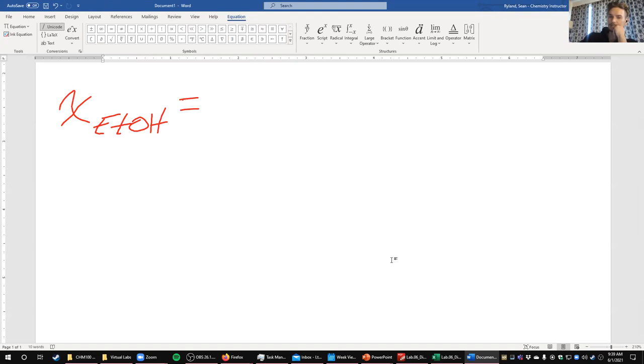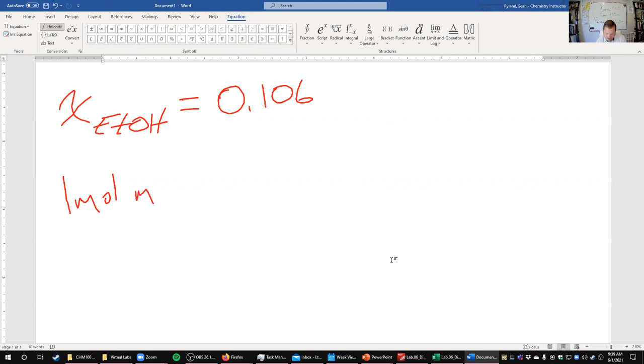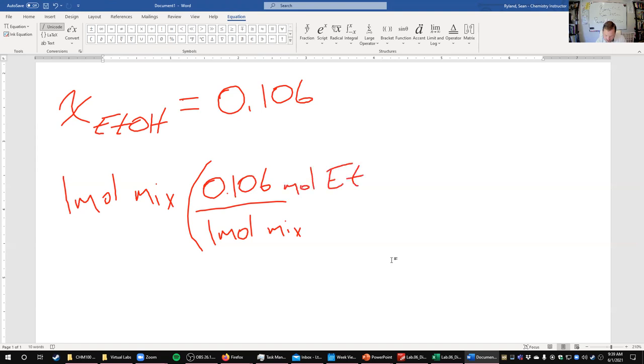For which distillation? Whichever one you're working on. I haven't been able to figure out the alcohol by volume for any, but let's say the first one was 0.106 for the vapor. Okay, so that is just like a percentage, right? Except it's a percentage by mole instead of a percentage by volume. So if we do something similar, we say, okay, let's say we have 1 mole of mixture, and for every 1 mole of mix, there are 0.106 moles of ethanol.